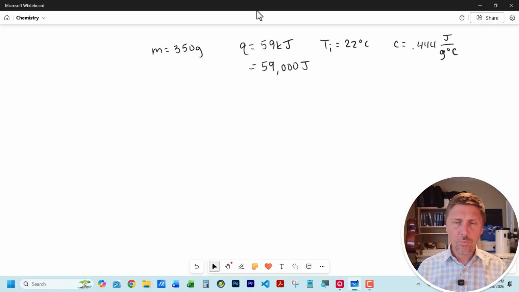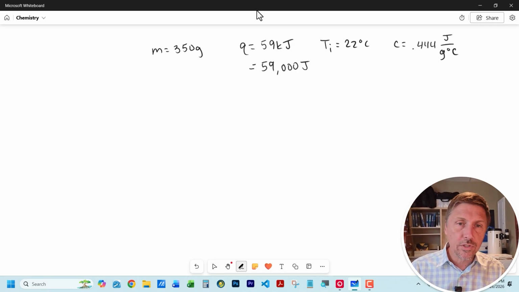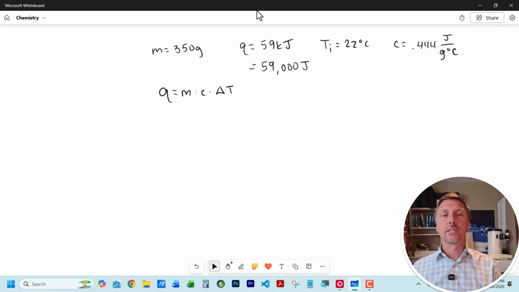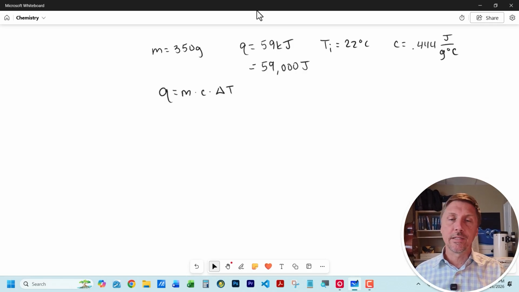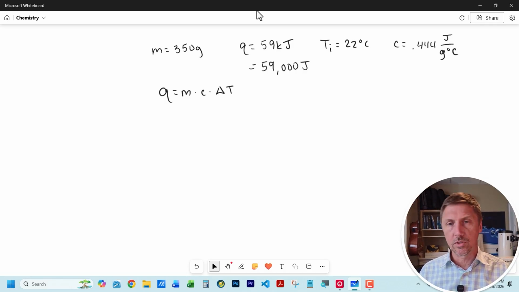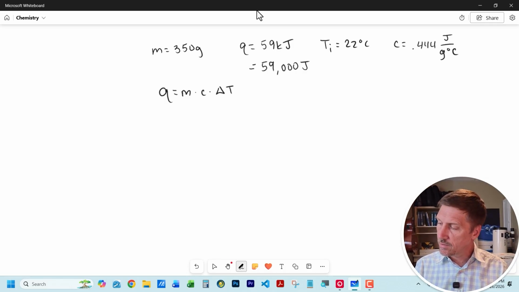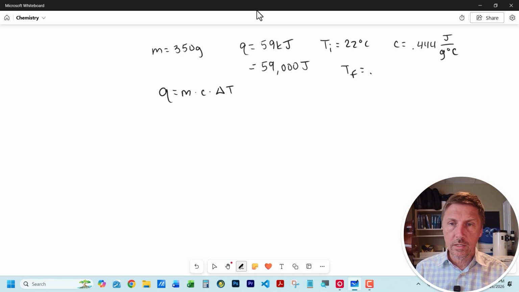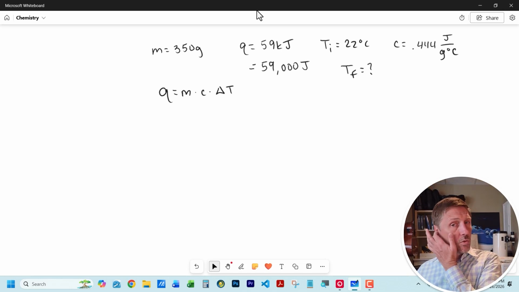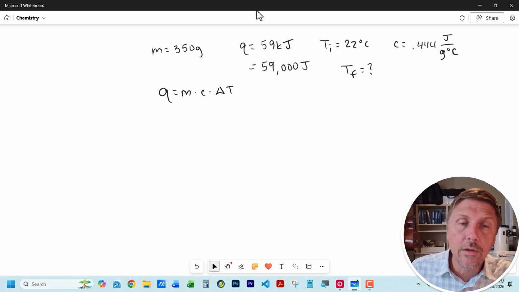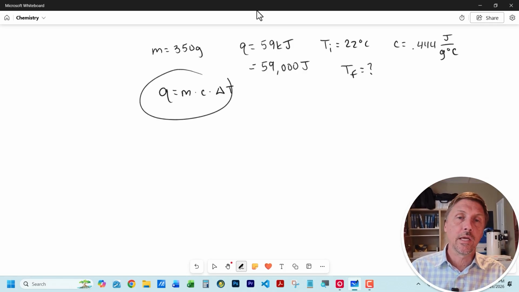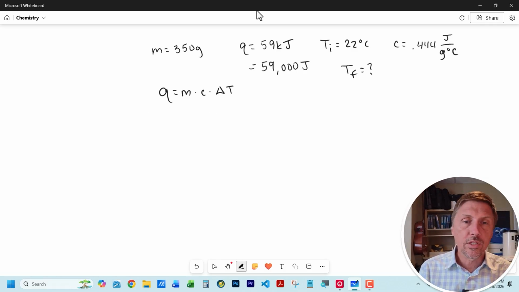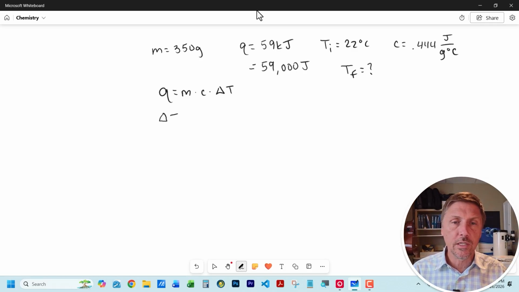Now, this time we're not finding Q, they gave us Q, right? We're still going to use the same equation, Q equals M times C times change in T, but we're trying to find not change in T, but the final temperature, right? What's unknown here that they're asking us to give is what TF is. So what is TF? That's what we're trying to find. So what you could do here is, let's take this equation and solve it for change in T. Rearranging this equation, we get that change in T is equal to Q over M times C, right? That's just algebra.